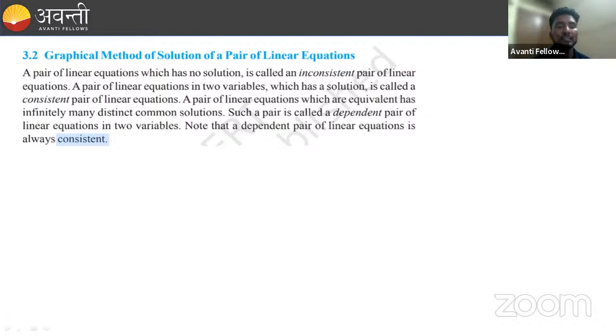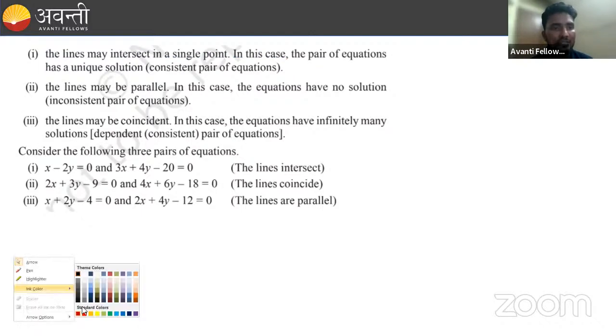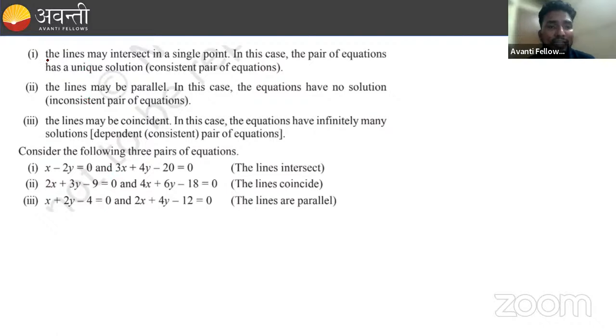Okay, so you can take an example. Here it will become clear, because before this it was theory, but now I will take some examples. So there are two lines, and if they intersect at a single point, in this case the pair of equations will have a unique solution. Unique solution means you will get only one x and one y. This is called a consistent pair of equations.